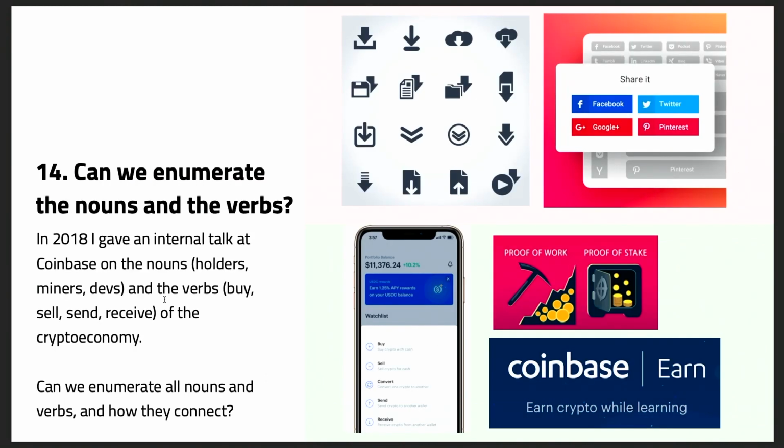Number 14, can we enumerate the nouns and the verbs? Now, this is kind of an endless thing, but basically in 2018, I gave an internal talk at Coinbase on the concept of the nouns and the verbs of crypto. Nouns are like holders, miners, developers. Verbs: buy, sell, send, receive, stake, mine, earn, etc. And as you start conceptualizing those new nouns and new verbs, you get interesting interaction effects. Can we start enumerating the nouns and verbs and how they connect?